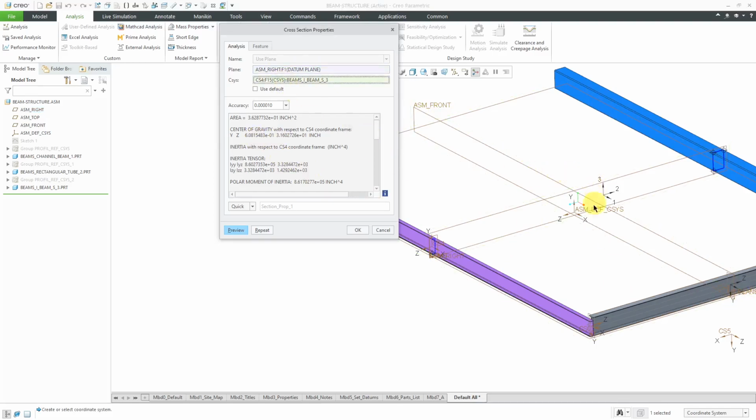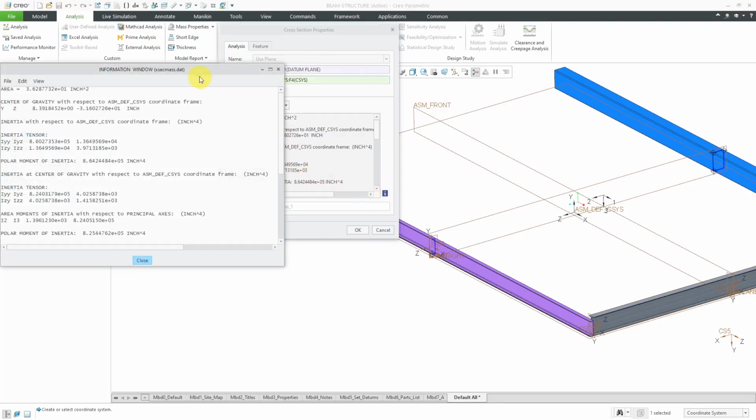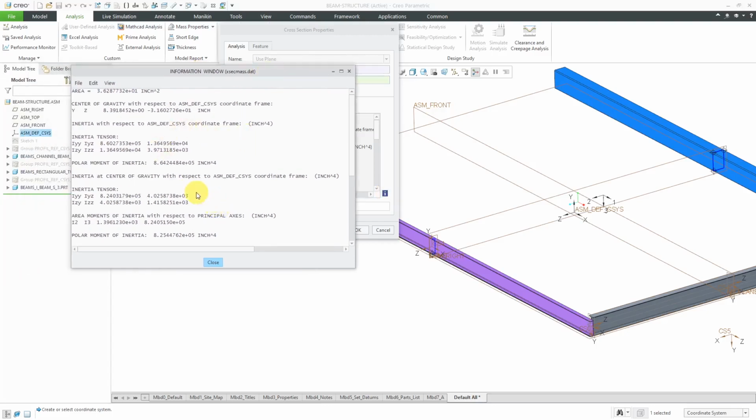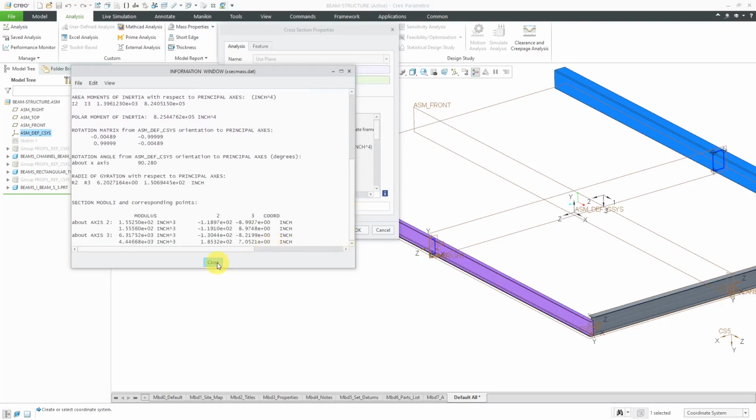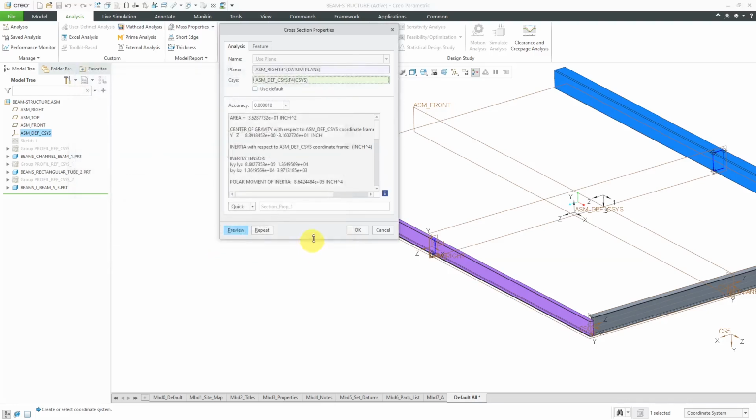Let's change the coordinate system, and maybe this time I do want to use the assembly default coordinate system, and so the values change over here. And similarly, we can pop this out into its own separate window, and you can see the various different values for the inertia tensor. This time you'll notice that we do have values for our products of inertia, and again they're the same because this is a symmetric matrix. And you can see all the other different information inside of here. Let's close out of there.